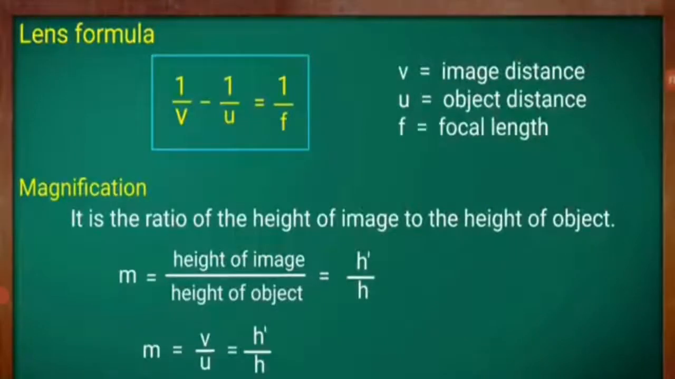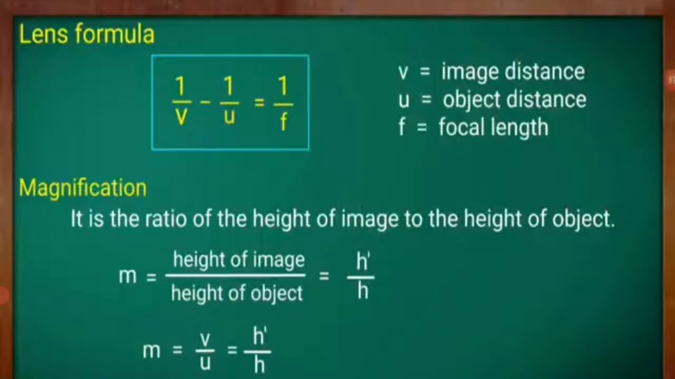Now let us know about the lens formula. Like the mirror formula, here also we have a lens formula. So that is 1/v minus 1/u is equal to 1/f. What is the difference between the lens formula and the mirror formula? The only difference here is the negative sign, that is the minus sign. Here it is going to be plus for the mirror formula, isn't it?